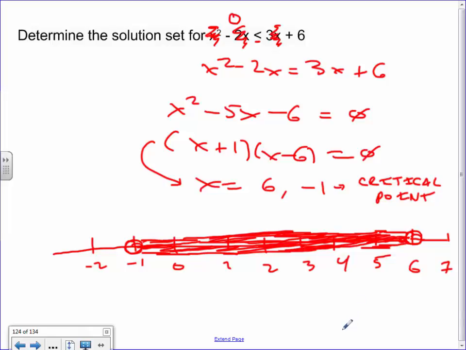I do need to now check the other two sections though. So I need to check a number in this section right here. Unfortunately, 0 is not going to work.